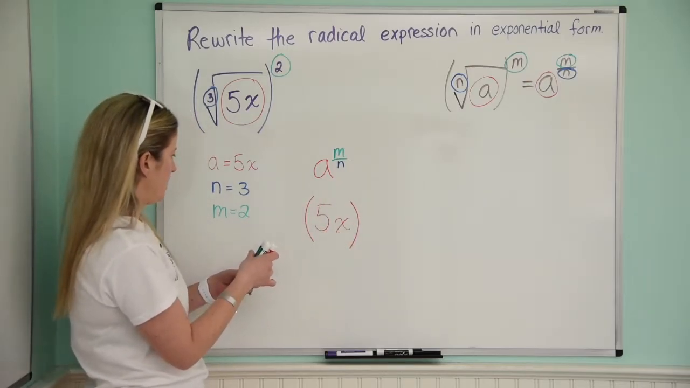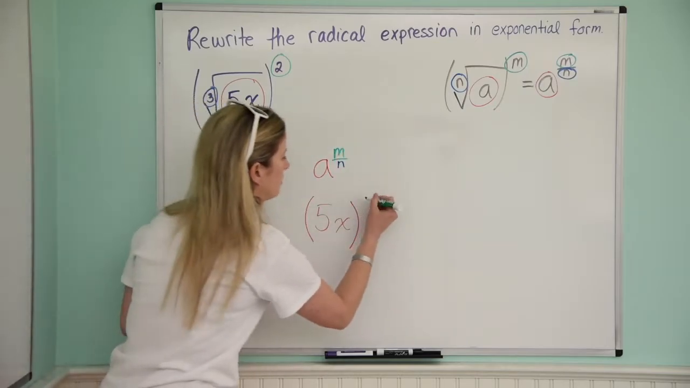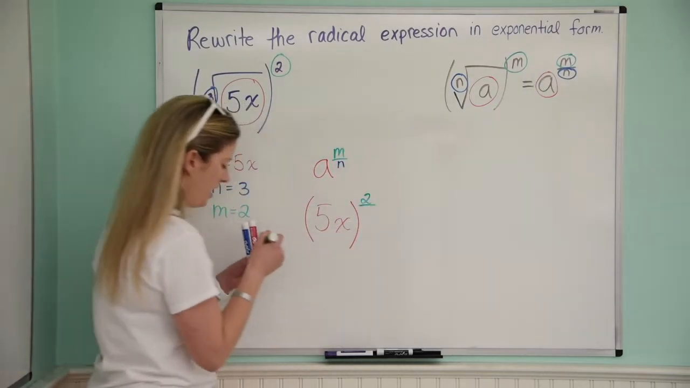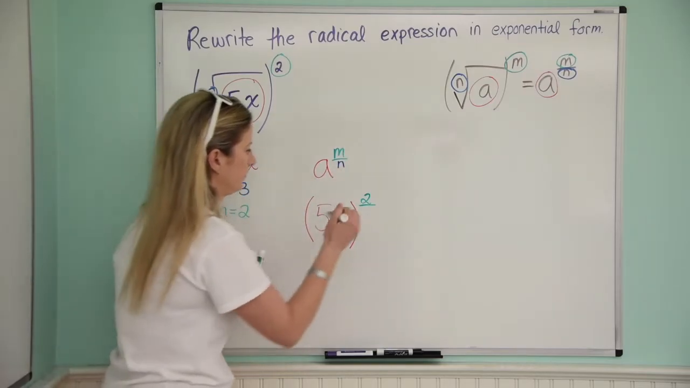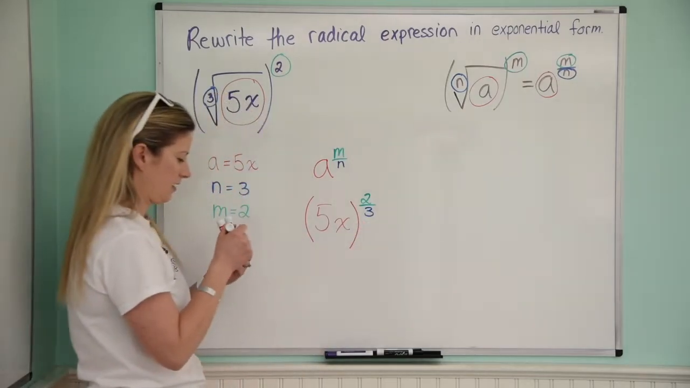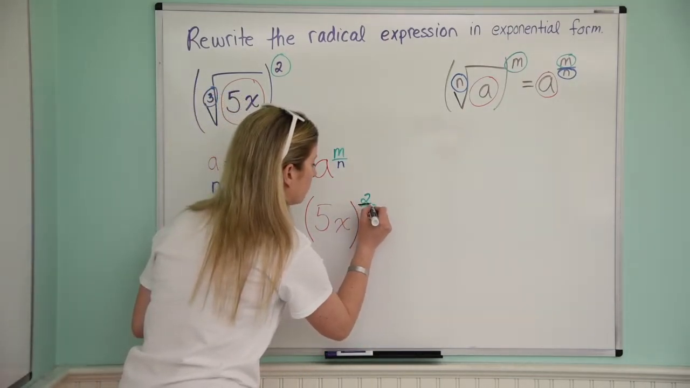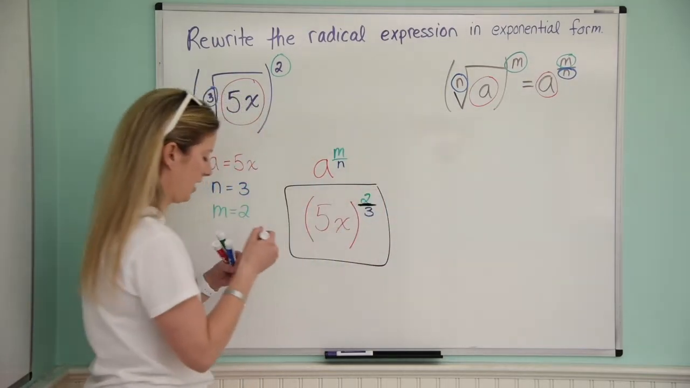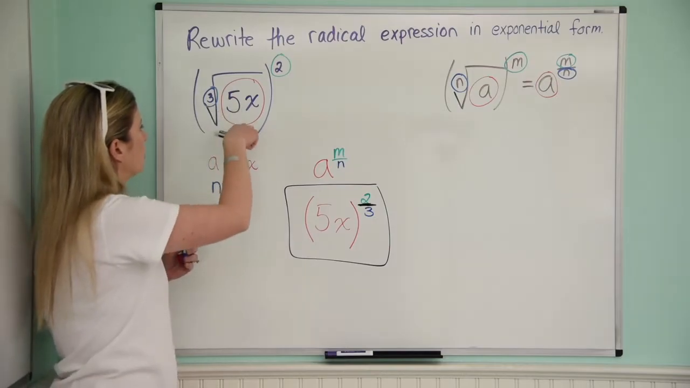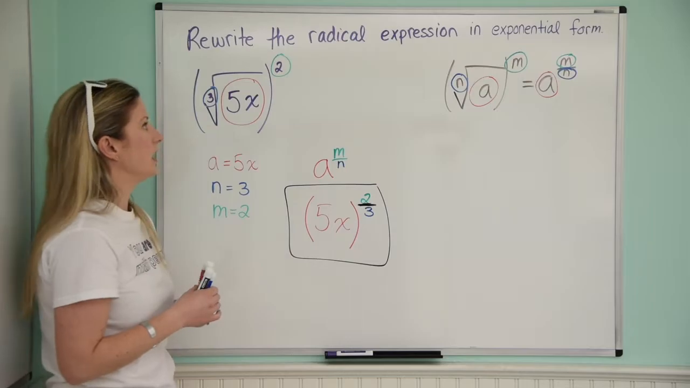Then it's going to be M, which is 2, over N, which is 3. Perfect. So this is going to be our answer. I'll do that in a different color. I will box it. So the third root of 5x squared is just 5x to the 2/3 in exponential form.